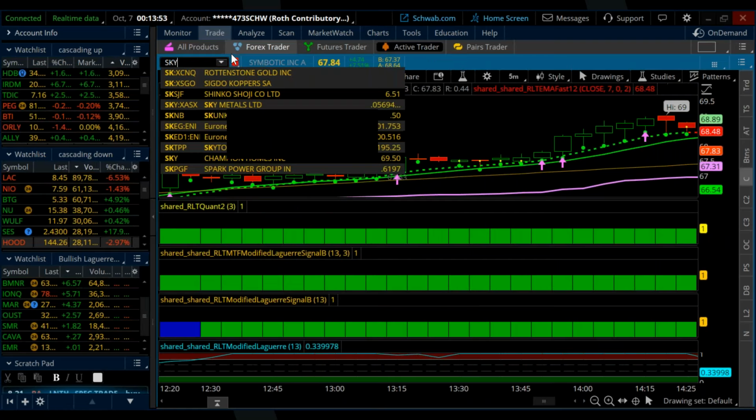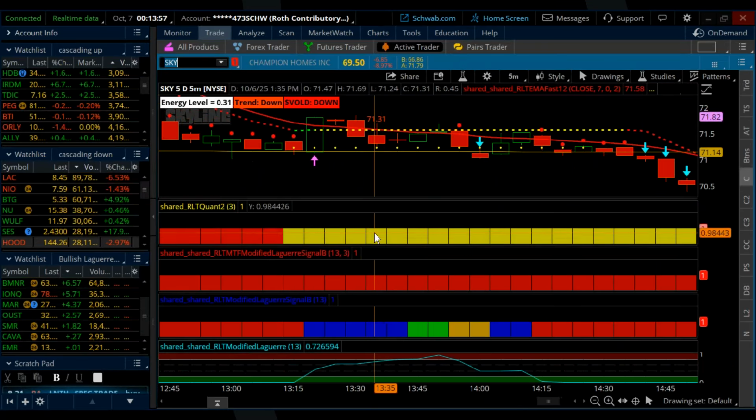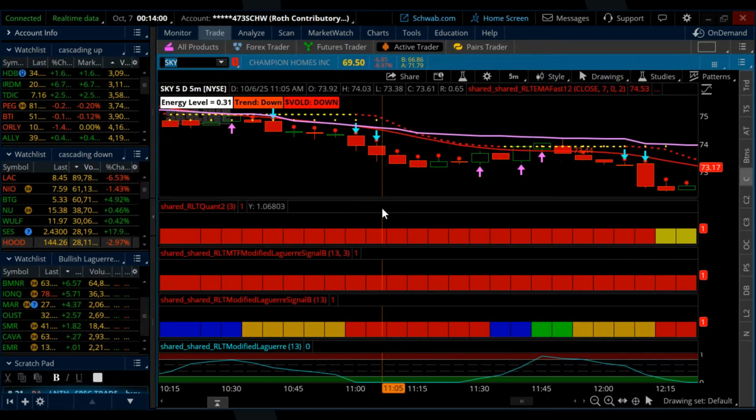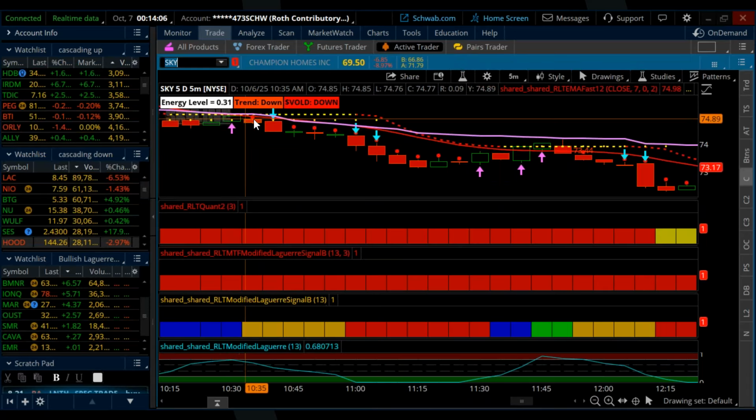Sky was another one. This was a Sky, about 1040 this morning. This was pretty early on this one. But here's Sky, and this was a short. It was very bearish, very bearish. If you look at the chart on Sky, it was very bearish today.